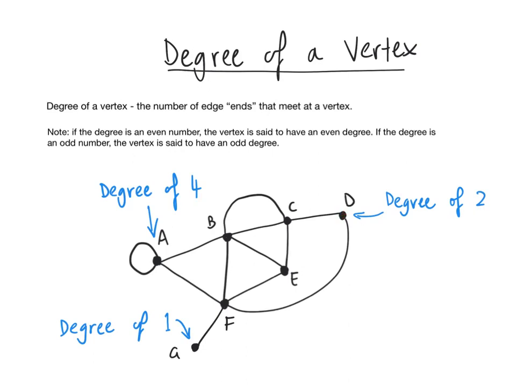This vertex D has a degree of 2 because you can see there are 2 edge ends which meet at that vertex. Now, we can sometimes refer to these numbers as being even or odd. So this vertex A here has a degree of 4, and 4 being an even number means that this has an even degree. Now this one down here, vertex G, has a degree of 1, which is an odd number, so this has an odd degree.